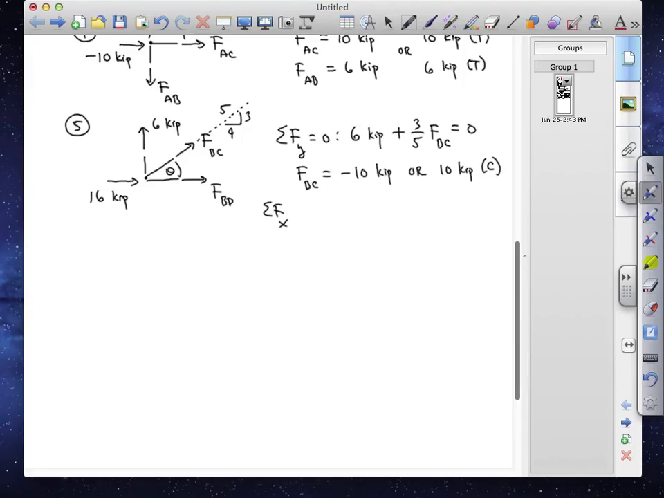Equilibrium in X will give me FBD plus FBC cosine theta. Again, cosine theta is 4/5, so this is plus 4/5 FBC plus 16 kip is 0. So we determined that FBC is minus 10 kip, 4/5 of minus 10 is minus 8, and solving for FBD, I get that FBD is minus 8 kip, or that it's 8 kip in compression.